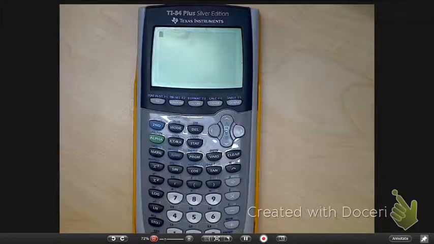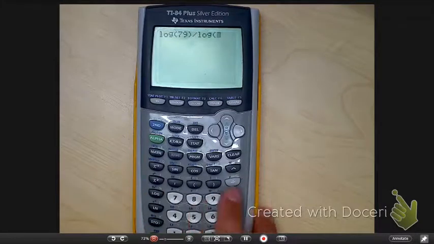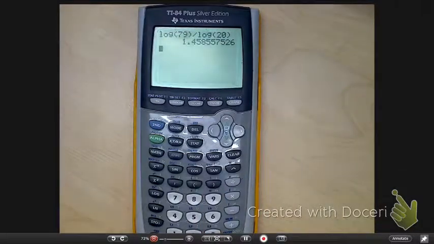Okay, so we're going to push log of 79. On my calculator, I go log first and then 79, divided by log of, I forgot the other number. What was the other number? 20. Divided by log of 20. On my calculator, that's how I enter it. So when I push enter, I get 1.458. That's the tens, hundreds, thousands place. If I round it, I get 1.459. So that would be the correct answer.